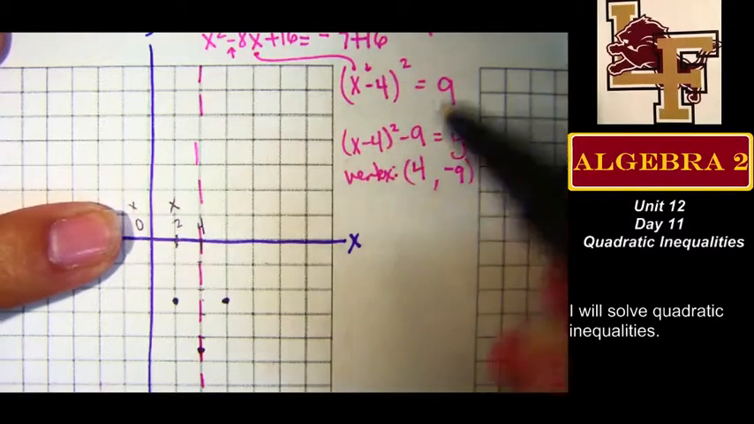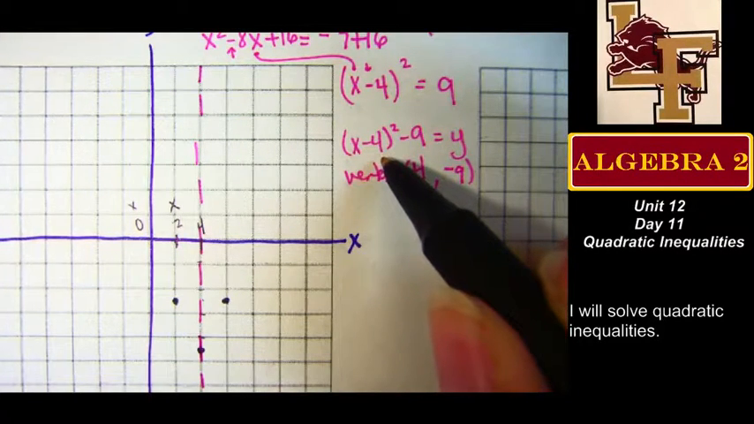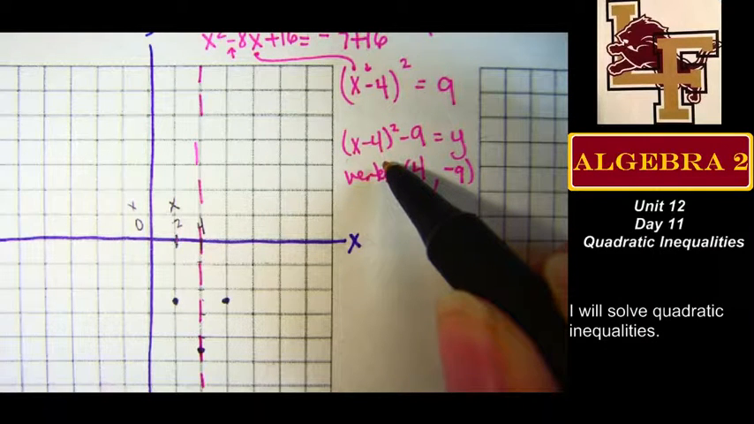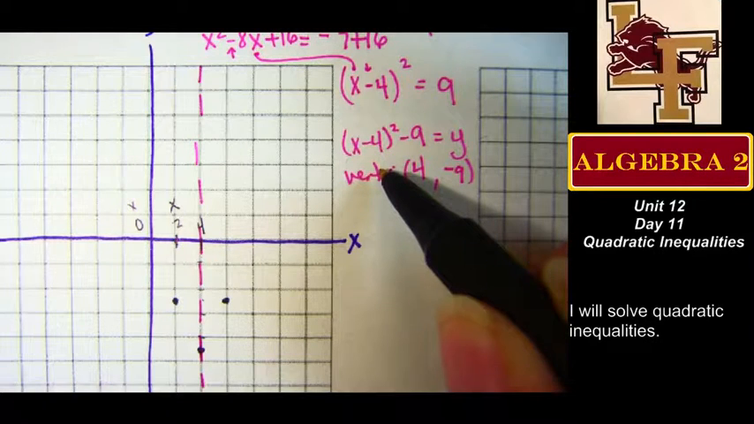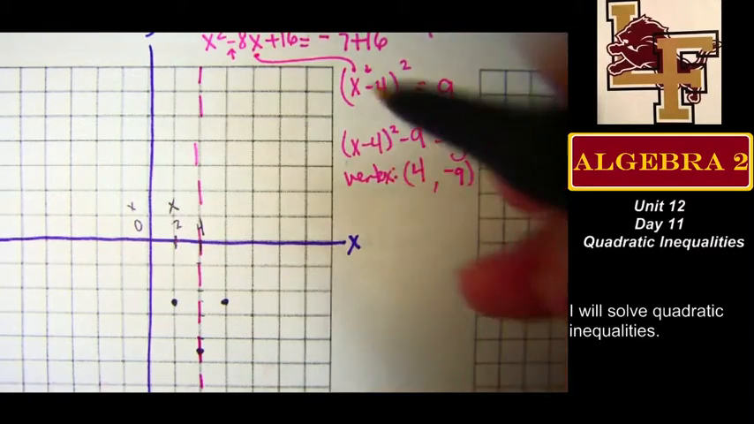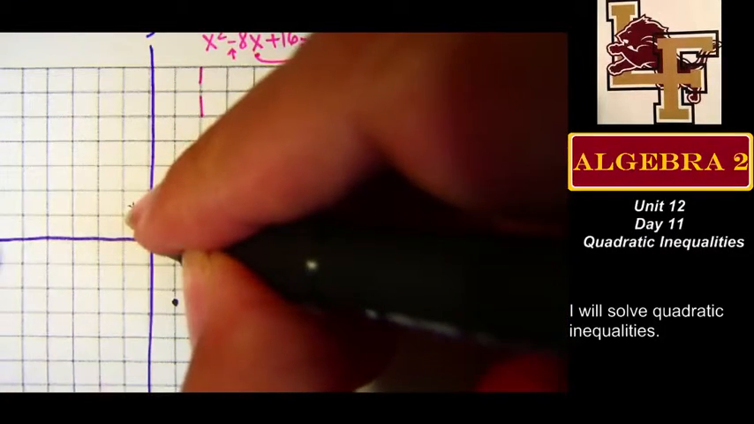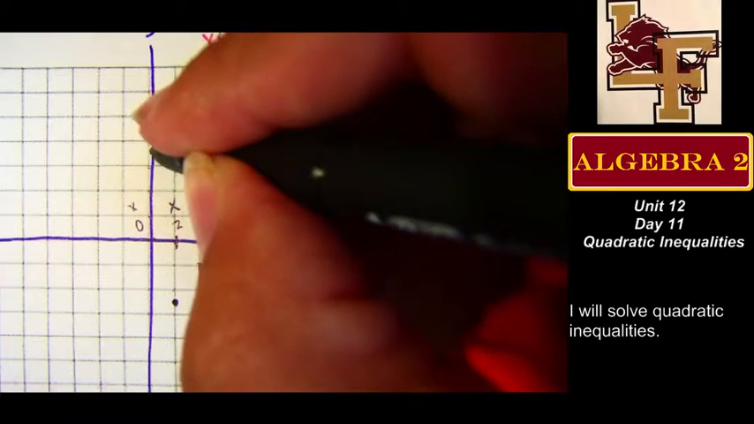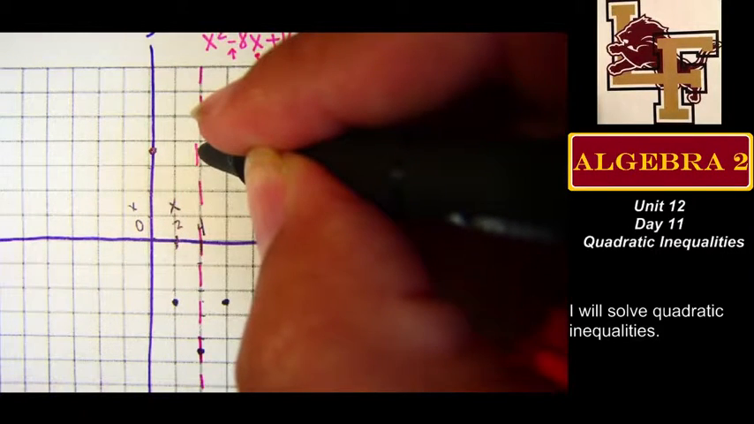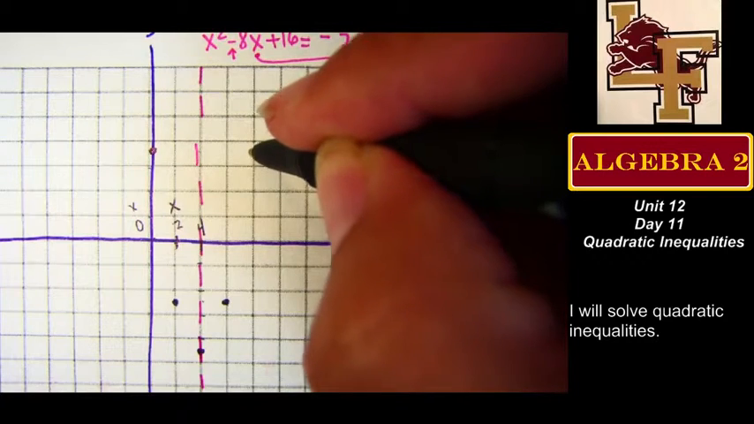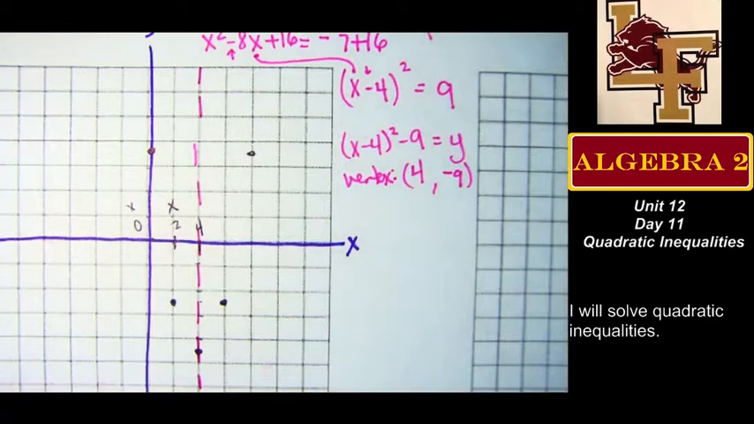X is now 0. 0 minus 4 is? Squared is? Minus 9 is? Wait, so we're doing 16 minus 9. Grab the calculator. 7, he says? 7. 7, she says. So when x is 0, y is 7. 2, 4, 6, and 7. And again, because this axis of symmetry is a mirror line, I get that other point for free.